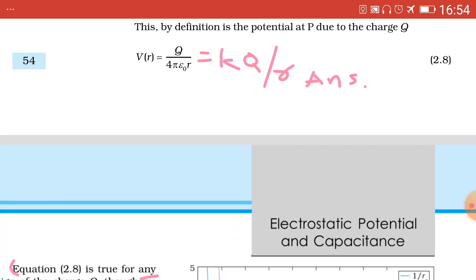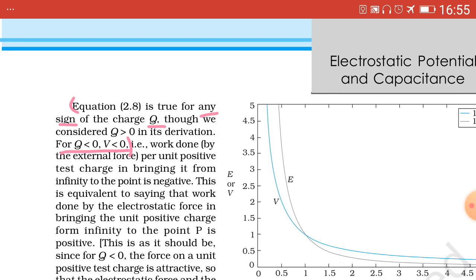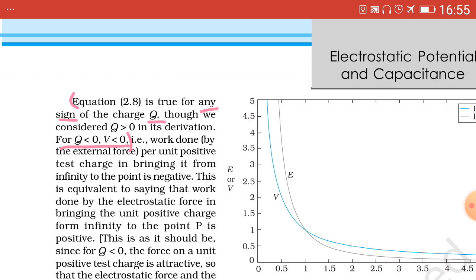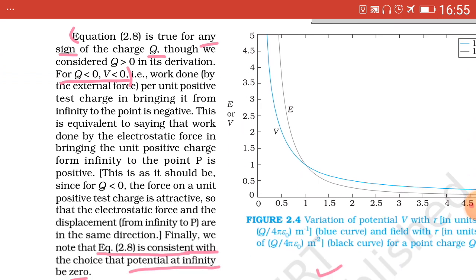Now next point, this graph is not of use.